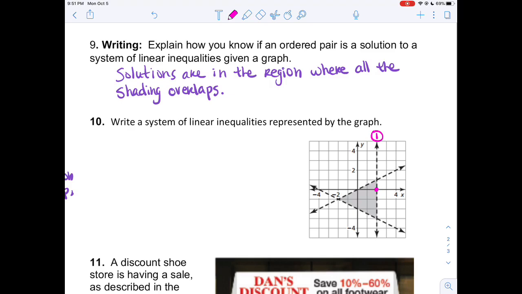What is x going to equal? It looks like x is going to equal 2, but remember this is an inequality, and so I need to pay attention to where the shading is. Instead of equaling 2, it's going to be less than 2 because the shading is going to the left where the numbers are smaller. So I can say that x is less than 2 as my first equation.